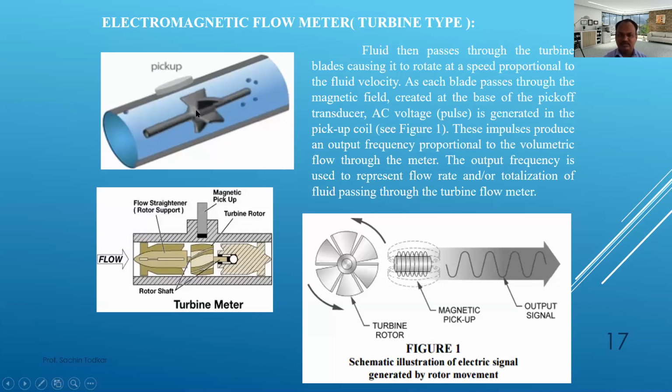This is the construction and working of that particular turbine type electromagnetic flow meter, in which this is the pickup point where you can calculate its angular velocity, and with the help of angular velocity we can calculate its flow rate. Similarly, these are the workings of the turbine meter and a schematic of the electric signal, how the electric signal is generated in that particular turbine meter.